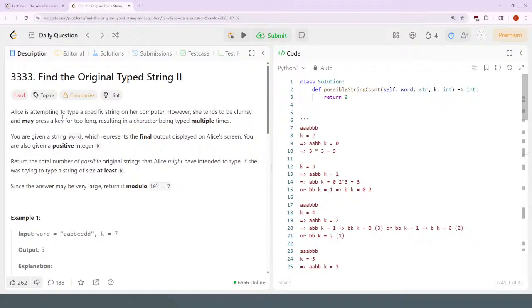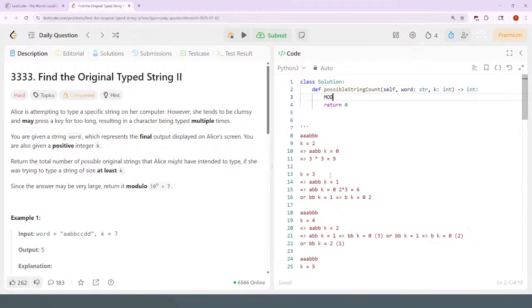Anyways, Alice is attempting to find a specific string on her computer. However, she tends to be clumsy and may press a key too long, resulting in a character being typed multiple times. You're given a word which represents the final output displayed. You're given a positive K. Return the total number of possible original strings that Alice might have intended to type, if the string that she was typing is at least K. And the answer is going to be mod 10 to the 9th plus 7.